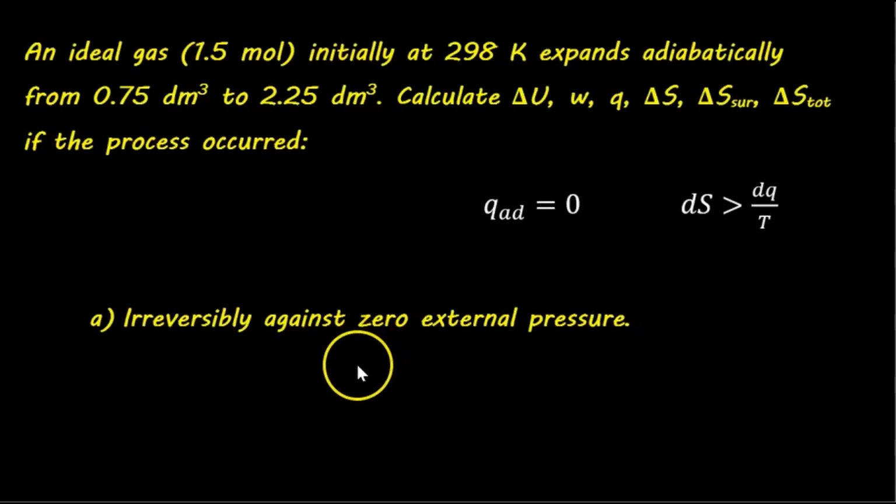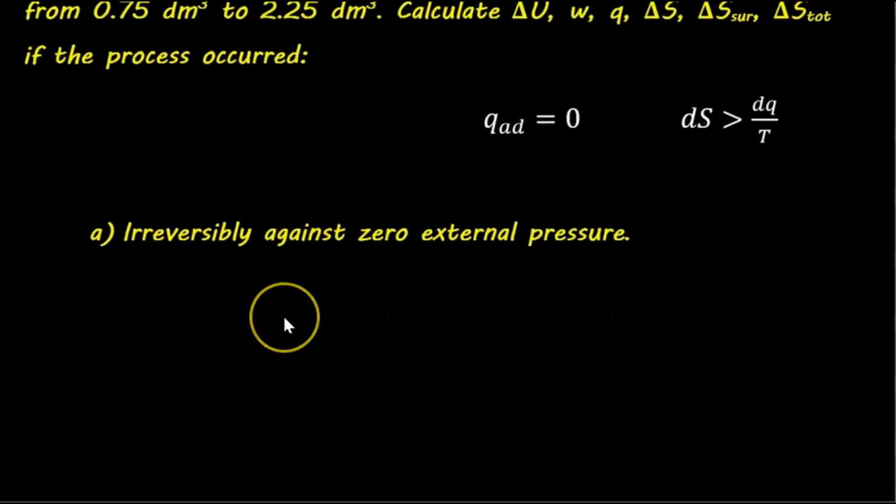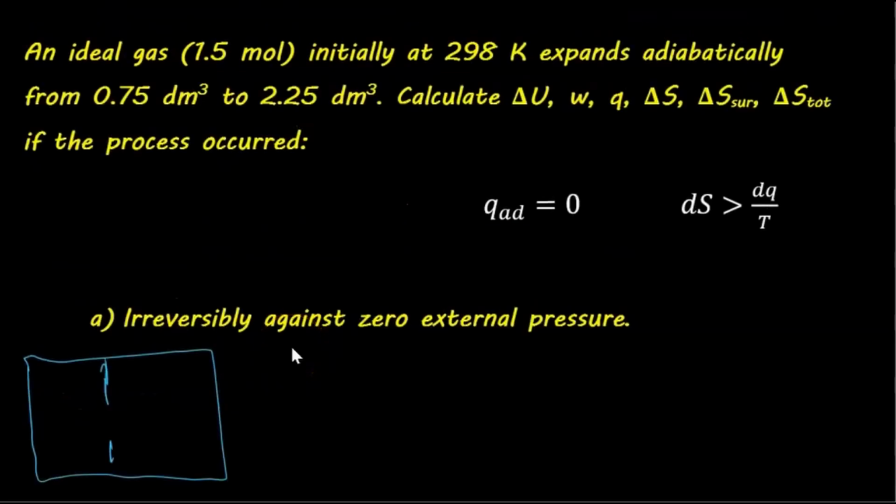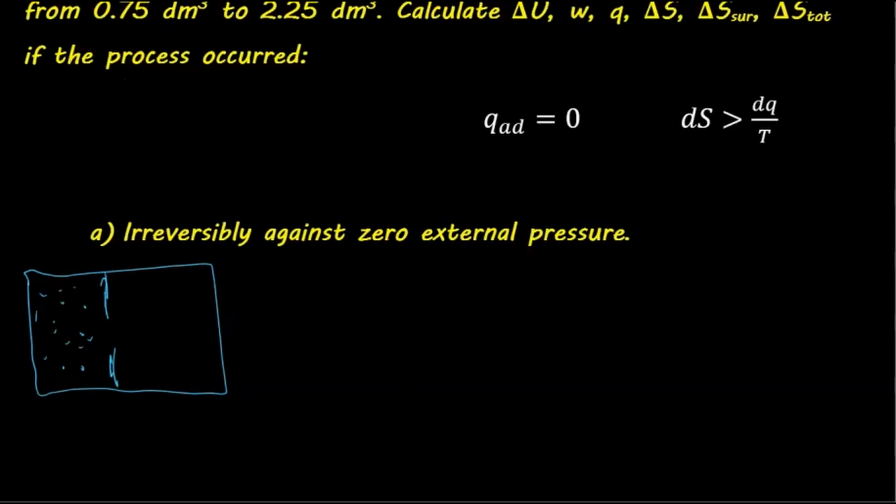All right, so for this first one here, we're going to expand irreversibly against zero external pressure. One way to represent this is a container with a gas inside on one part of it. This has an initial volume of 0.75 decimeters cubed, and the whole thing is 2.25 decimeters cubed.